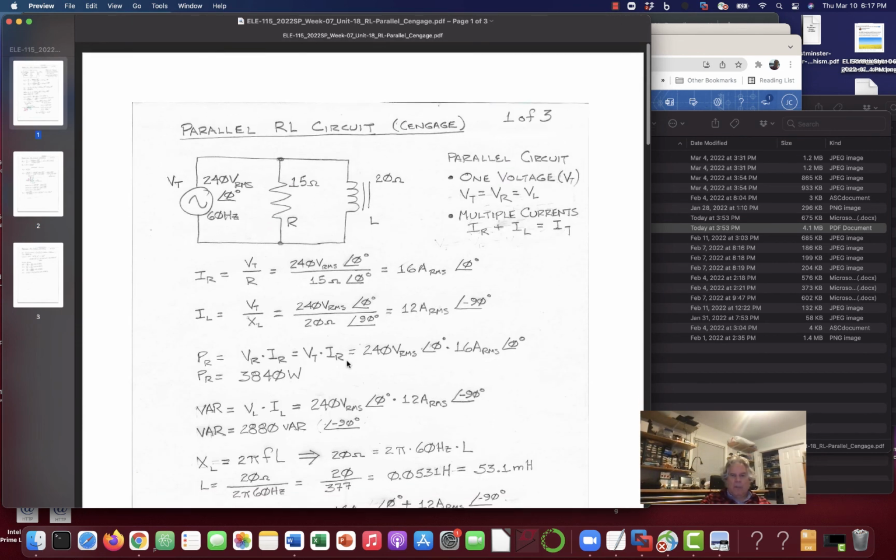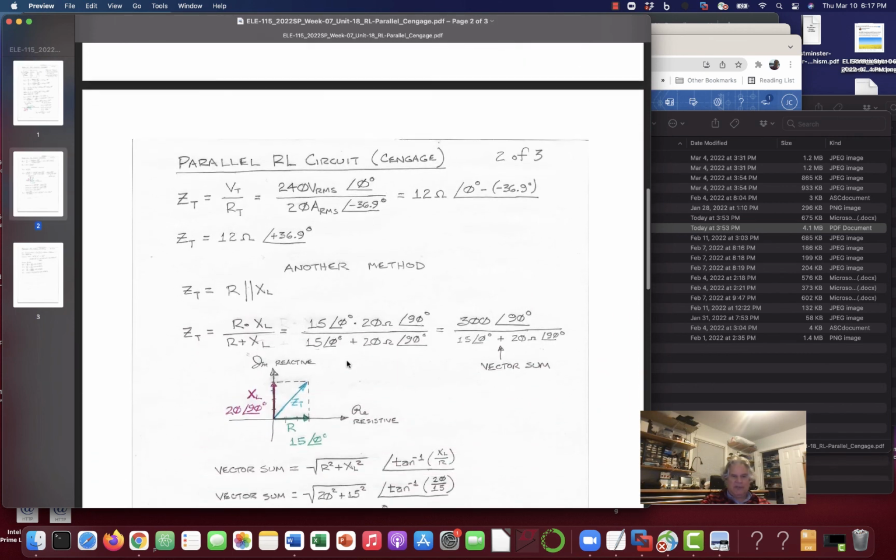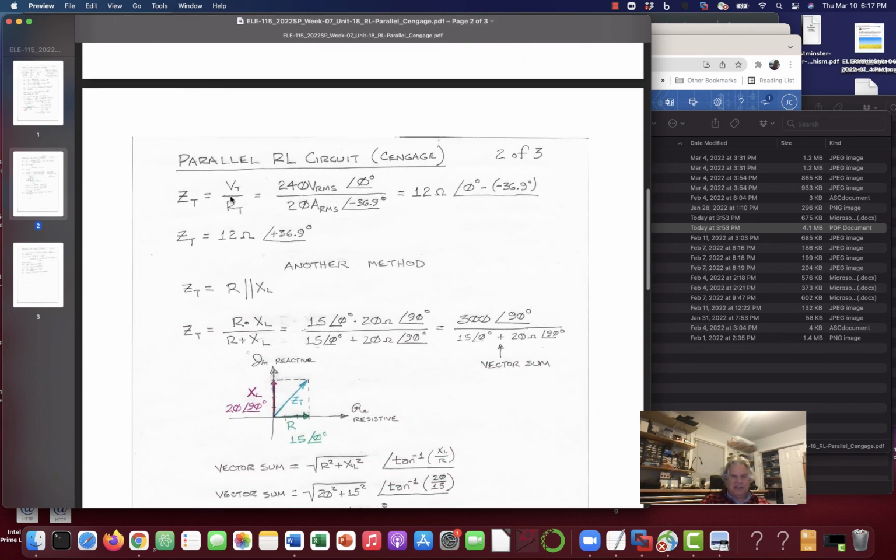So I will post this document, but I will make this fix right here, as this should be IT.